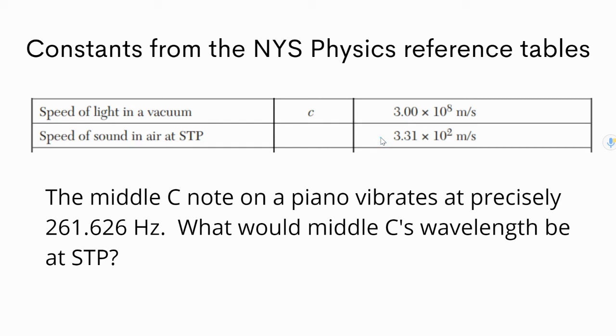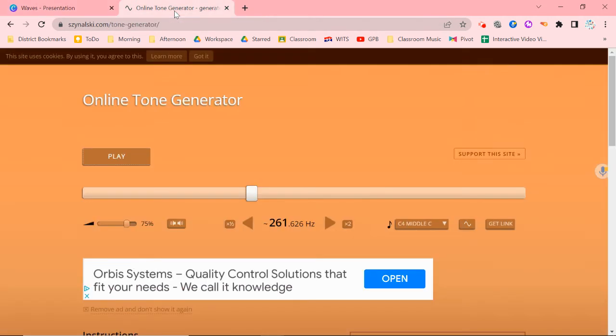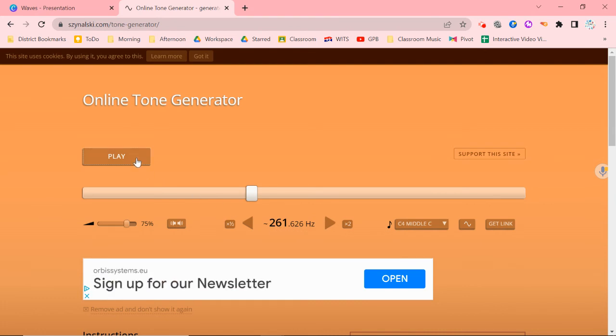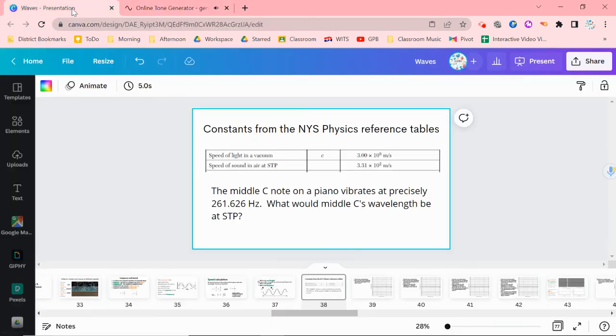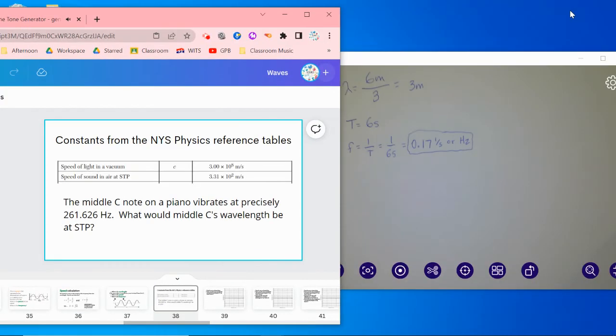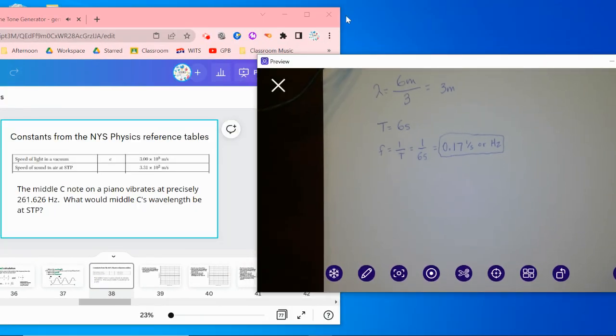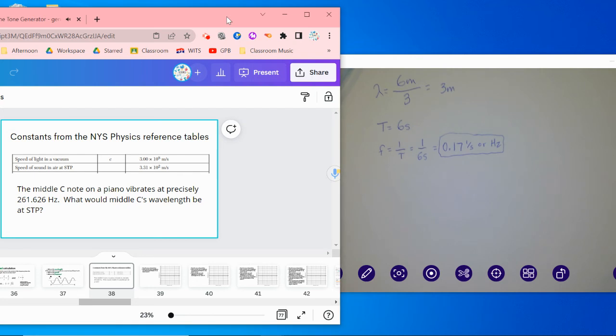So our problem here today says the middle C note on a piano vibrates at precisely 261.626 hertz. What would middle C's wavelength be at STP? I'm going to show you what that is. This is an online tone generator, and I have it set for middle C. This is what it sounds like.